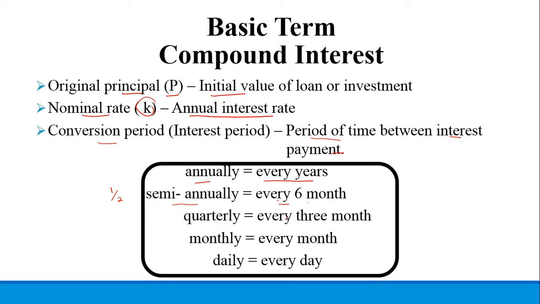If quarterly, it means every 3 months, so for 1 year they will pay the interest 4 times. Four times they will pay the interest, every 3 months. That's why it is quarterly. Monthly, every month the interest will be paid, and daily, every day.